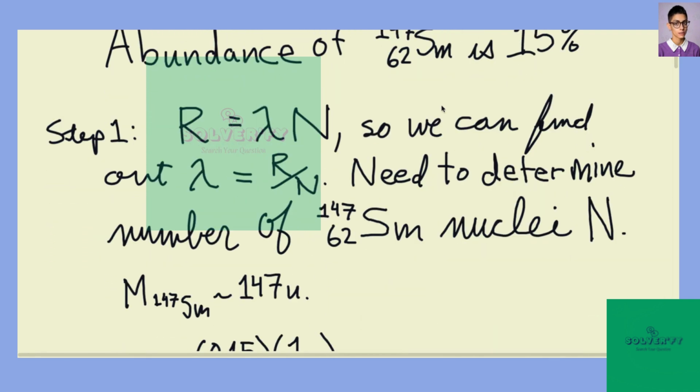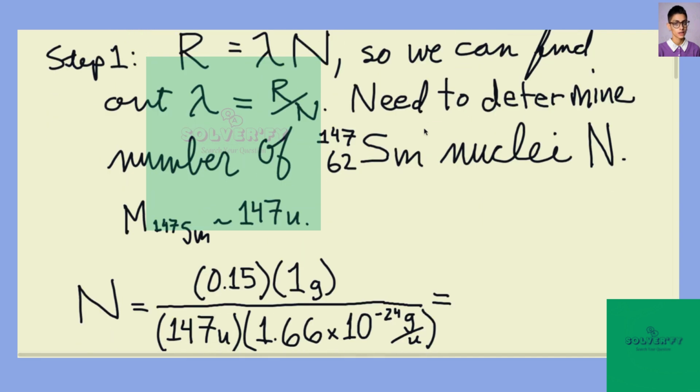And we're also given that the abundance of samarium is about 15%. So the first step of this problem, we can figure out two of the constants that are needed in order to solve for the half-life, given the relationship that activity is the product of the decay constant lambda times the number of nuclei present, N.